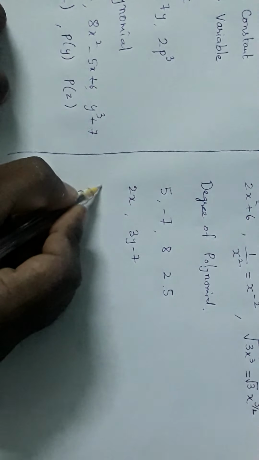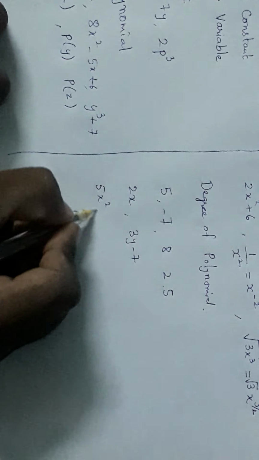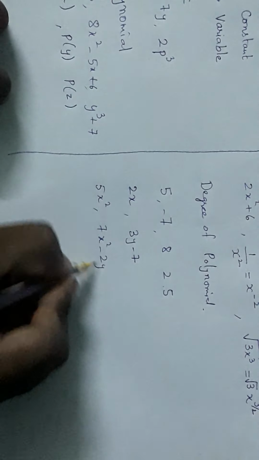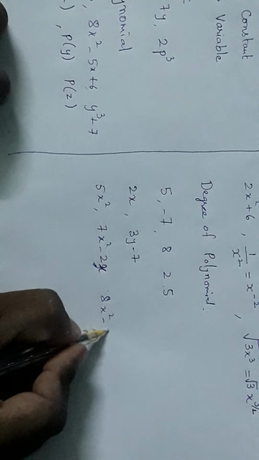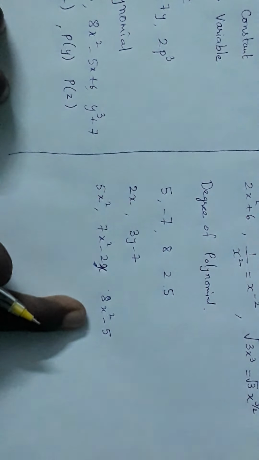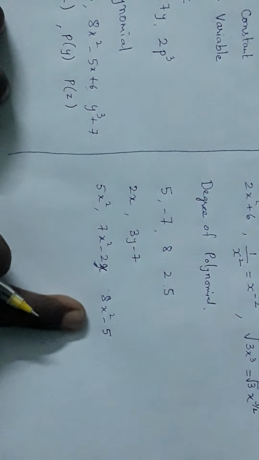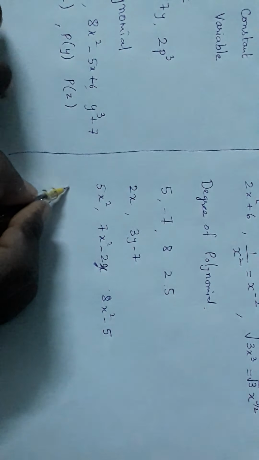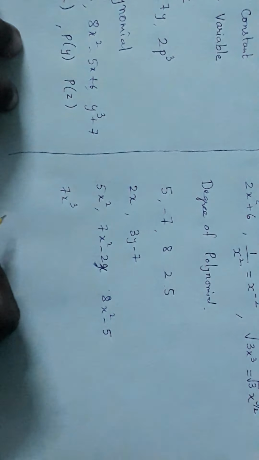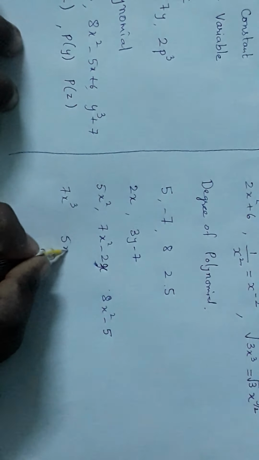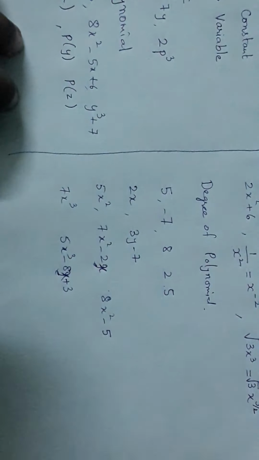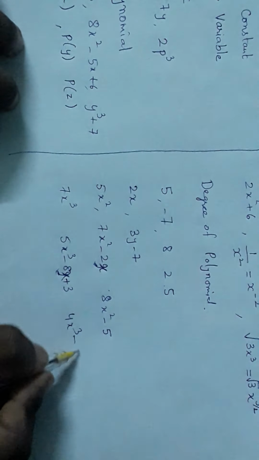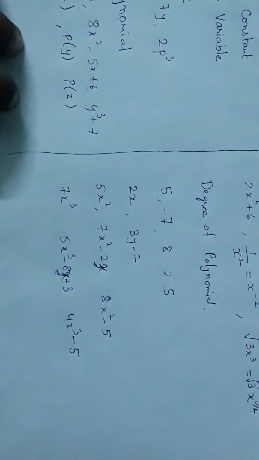If I write a polynomial with degree 2, like 5x square, 7x square minus 2y, 8x square minus 5, these have 2 as the degree, so these are called quadratic polynomials. Now a cubic polynomial has degree 3: 7x cube is a cubic polynomial, 5x cube minus 8y plus 8x minus 3 is a cubic polynomial, and 4x cube minus 5 is a cubic polynomial.